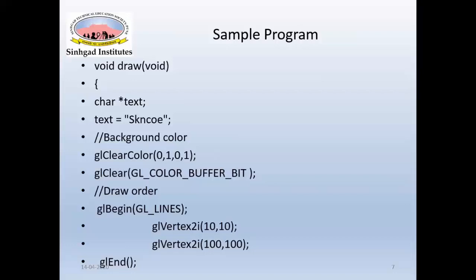Inside this glBegin and glEnd, we are having glVertex2i, that is drawing a vertex with the help of the graphics library, which is in 2 dimensions and takes input as integers, from the point 10, 10 to 100, 100. It means that we are going to draw with the help of a basic graphics primitive, that is a line, from 10, 10 to 100, 100. And we are also going to print the SKNCOE string.